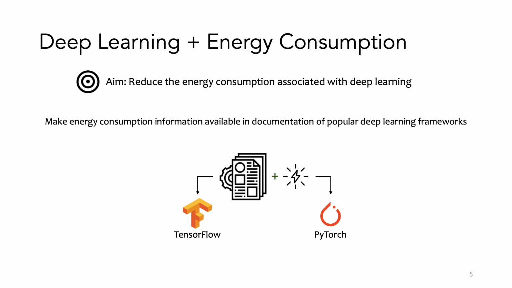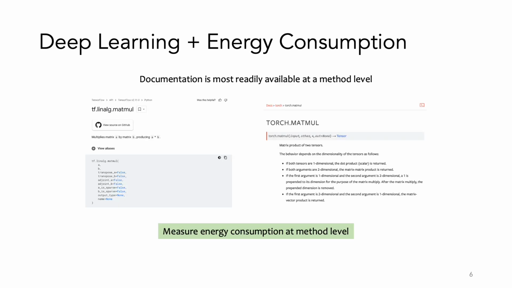Our ultimate aim is to reduce the energy consumption associated with deep learning, but we need information to guide deep learning practitioners to building more energy efficient deep learning models. We believe that one good way to achieve this is to make energy consumption information available in the documentation of popular deep learning frameworks like TensorFlow and PyTorch. And for these deep learning frameworks, our research has shown that their documentation is most readily available at the method level, as they provide details about the usage of each method. Thus, it makes sense for energy consumption measurements to be provided at the method level as well.